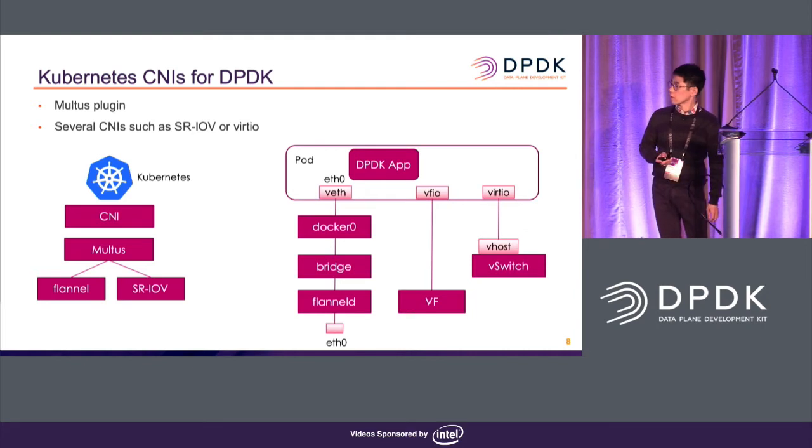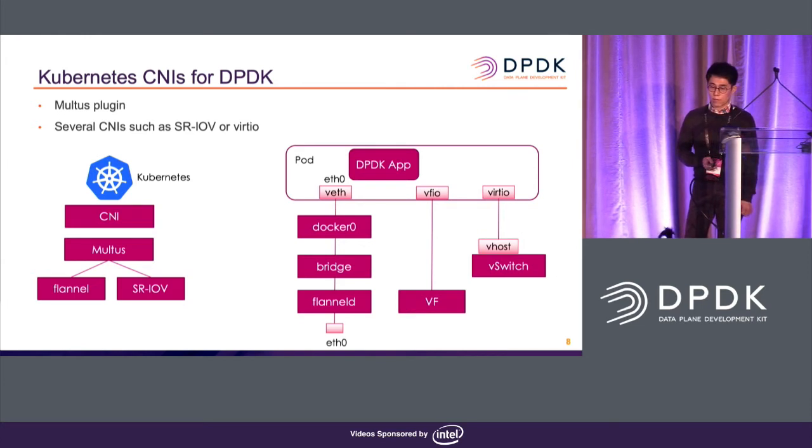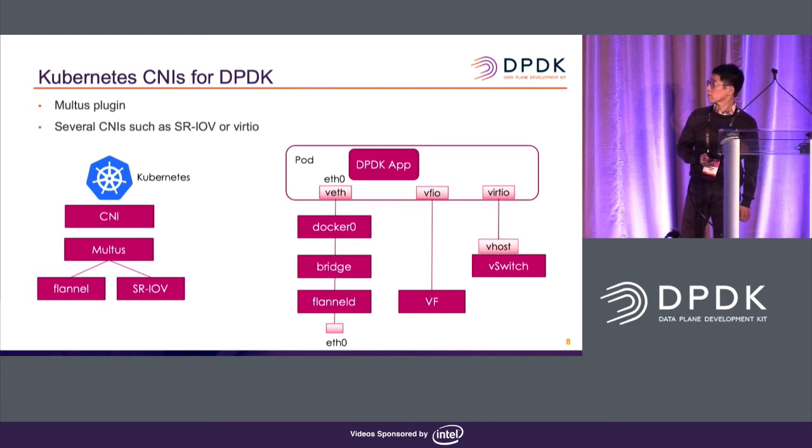And the right-hand side is an example reference architecture of using Multus CNI. In this diagram, there are three types of network interfaces attached to a pod. One is a typical bridge interface, another is a VF by using SR-IOV CNI, and the last one is a Vhost.io interface.